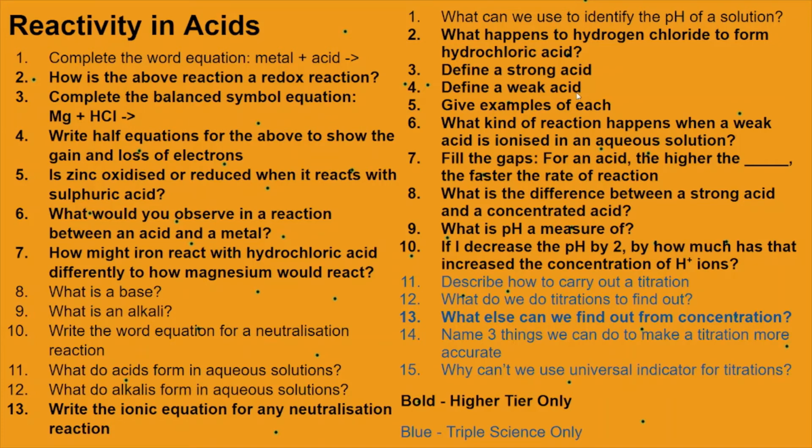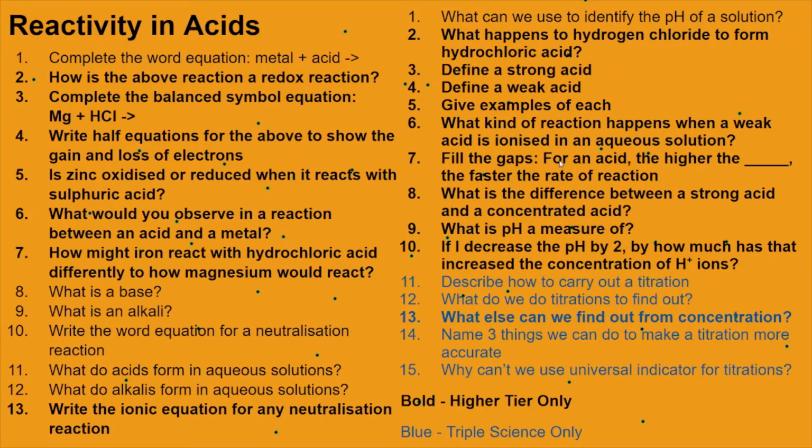A really interesting thing happens when we have the partial ionization of a weak acid in an aqueous solution. What actually happens is a reversible reaction gets set up, because while some of the acid particles are dissociating and releasing those H+ ions, other parts of the acid are undissociating, coming together with the H+ ions and forming the particle back again.